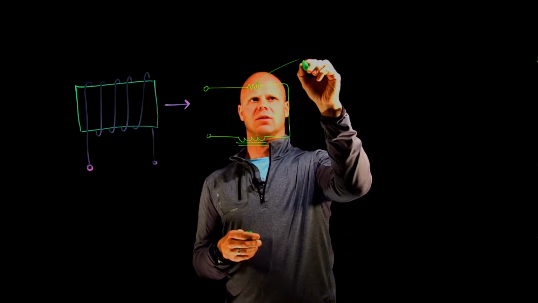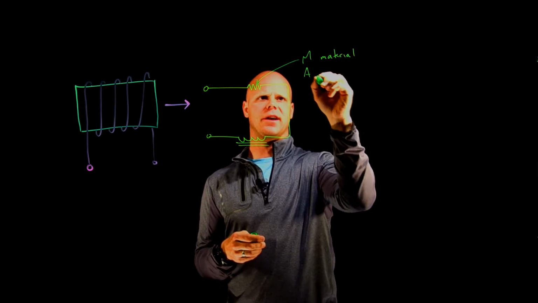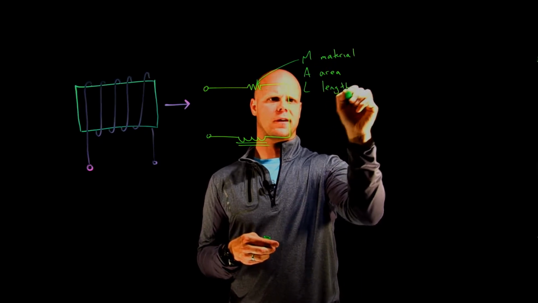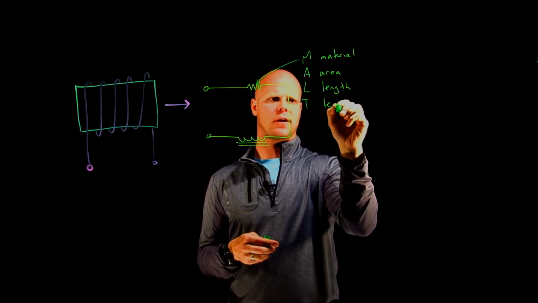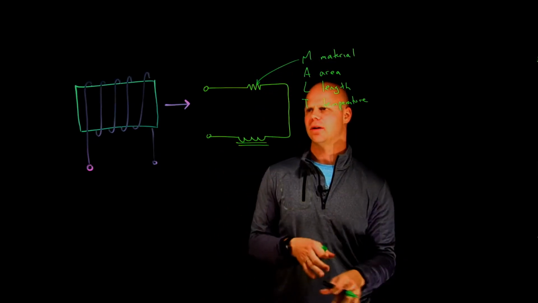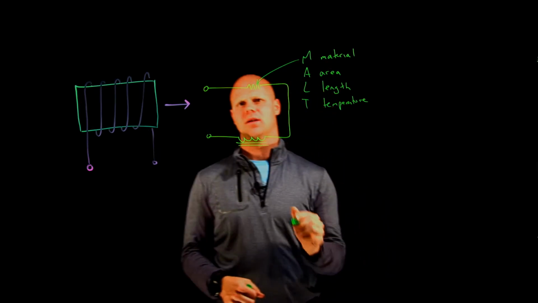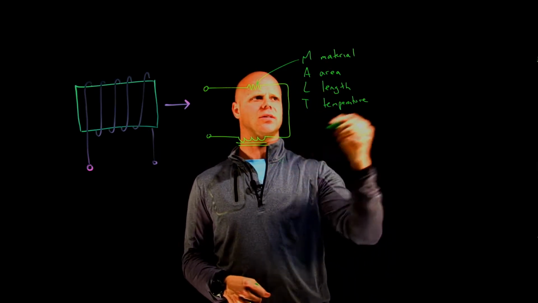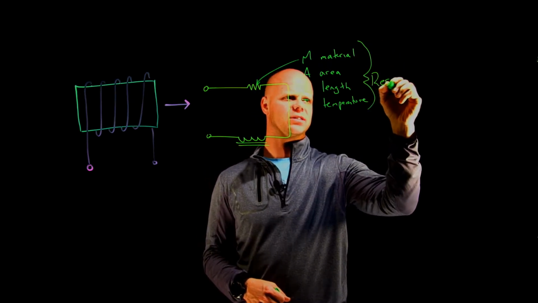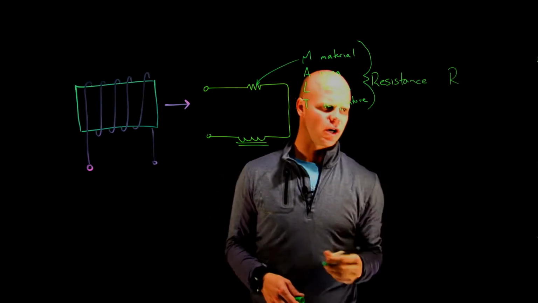We use the acronym MALT, which is material, area, length, and temperature. That's what makes up the physical properties of resistance in this coil. So these contribute to resistance, which is R.